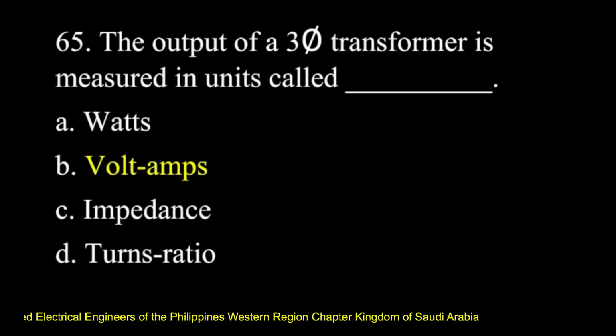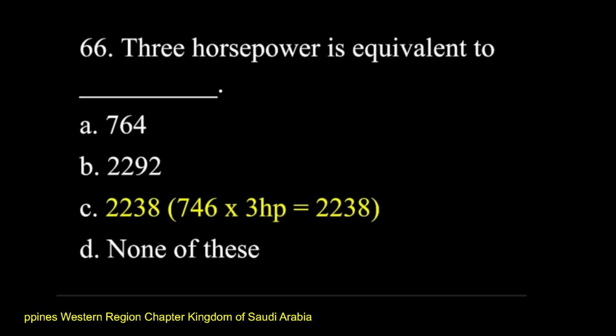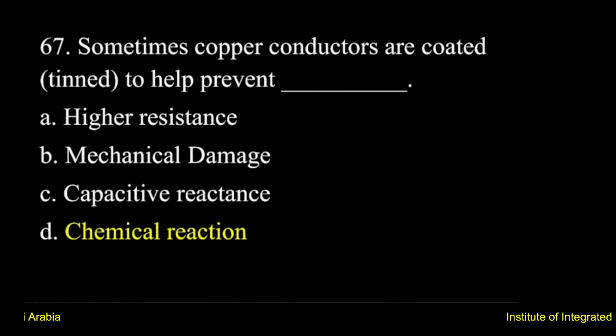The output of a 3-transformer is measured in units called blank. A. Watts. B. Voltamps. C. Impedance. D. Turns ratio. Three horsepower is equivalent to blank. A. 764. B. 2,292. C. 2,238. D. None of these. Sometimes copper conductors are coated to help prevent blank. A. Higher resistance. B. Mechanical damage. C. Capacitive reactance. D. Chemical reaction.